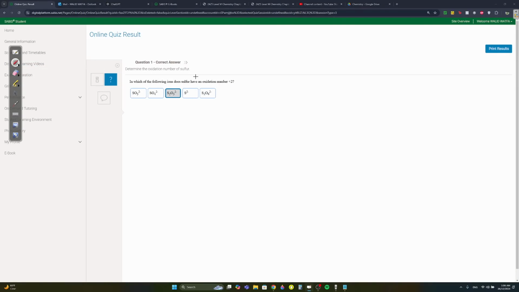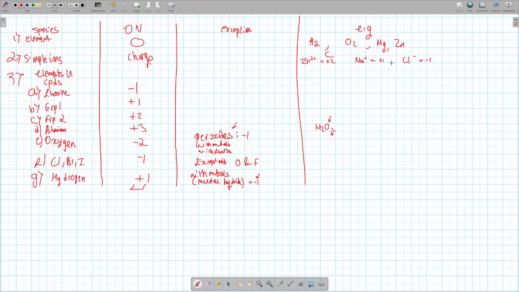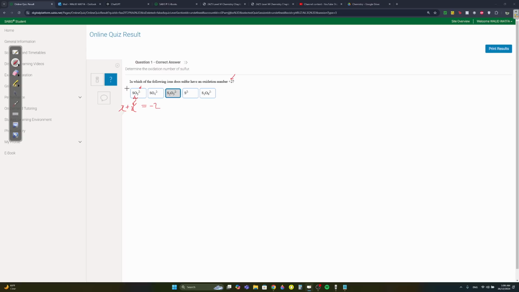Okay, now let me show you the quiz. Determine in which of the following does sulfur have an oxidation number +2. Here, SO3 2-. This is how you do it. If you want to calculate the oxidation number of something, always the total oxidation number is equal to the charge of that compound. What's the charge? -2. Sulfur, we're trying to find it, so let's call it X. Oxygen, I have 3 of it. And how much is each oxygen? Each oxygen is -2. So I'm going to do 3 times -2. So X -6 is equal to -2.